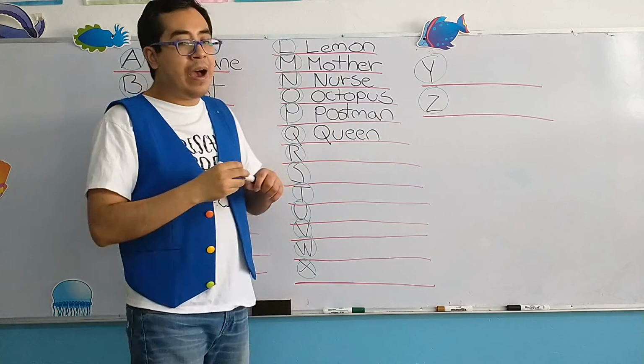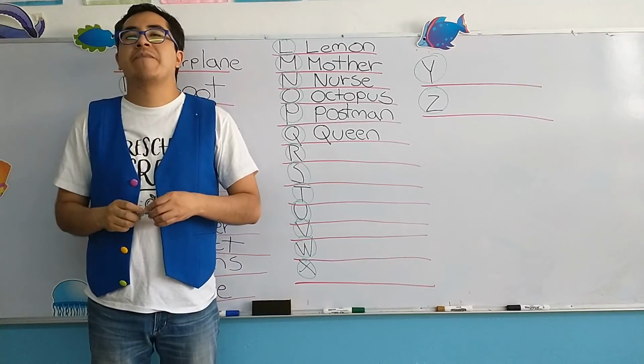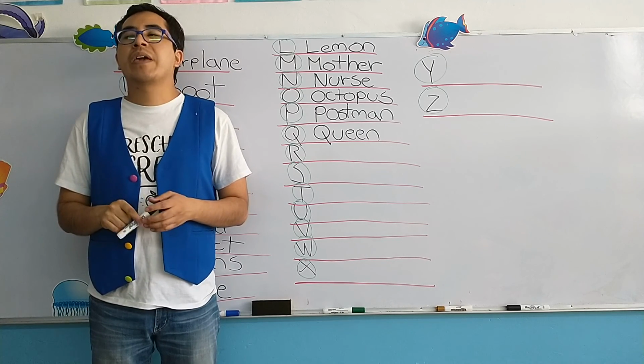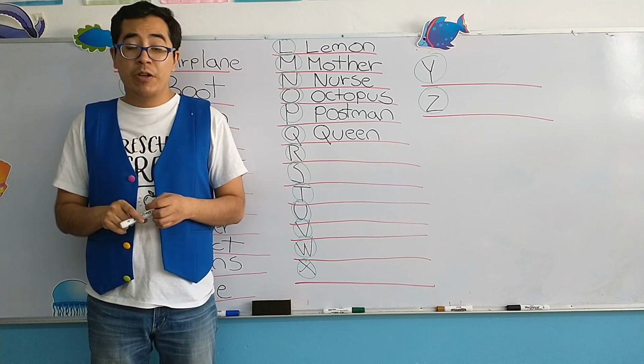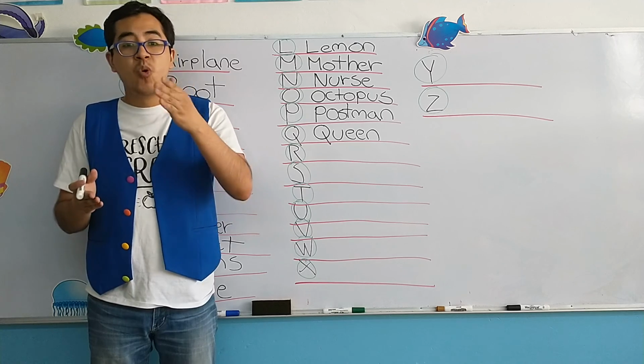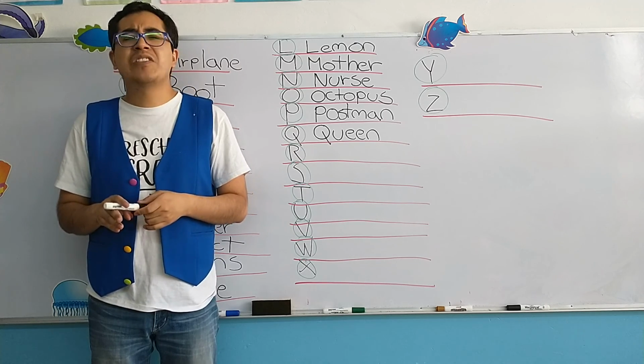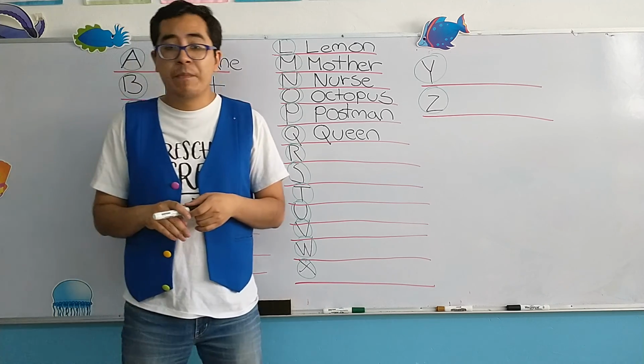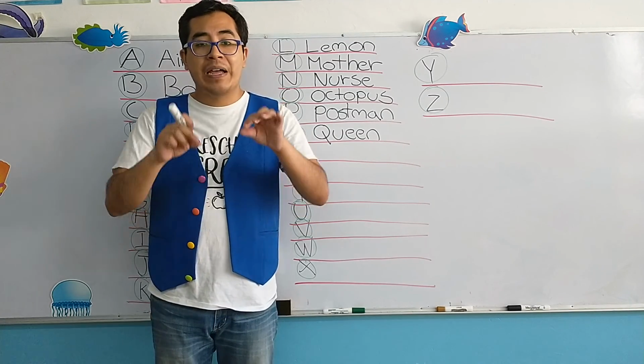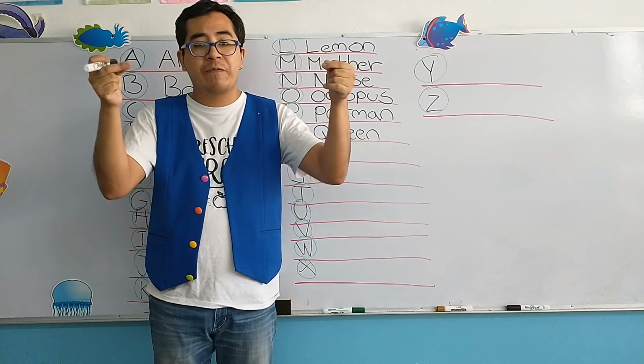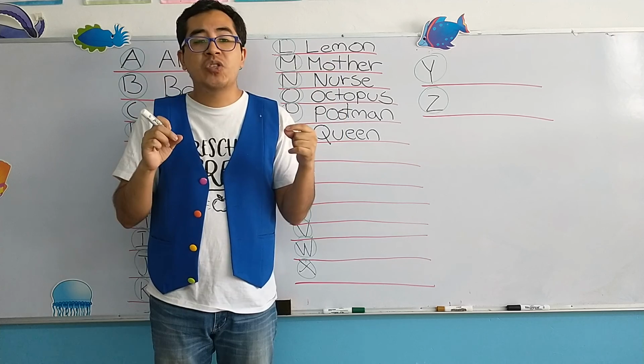For capital R, let's see. For capital R, we had robot, for example, ruler. Okay? Let's use ruler. Now remember, the ruler, it's an object that is made of plastic, and we use it to measure objects.